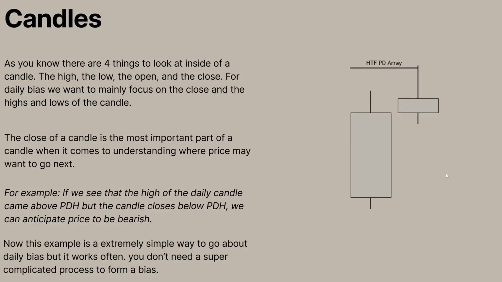Now for daily bias, we want to mainly focus on the close and the highs and the lows of the candles. The close of a candle is the most important part of a candle when it comes to understanding where price wants to go next. So for example, if we see that the high of the daily candle came above previous day high, but the candle closes below previous day high, we can anticipate price to be bearish. As you can see in this example, we came above previous day high, tapped a high time frame PD array, but we closed below, so our next day target could potentially be previous day low. Now this is, like I said, an extremely simple way to go about daily bias, but it works.